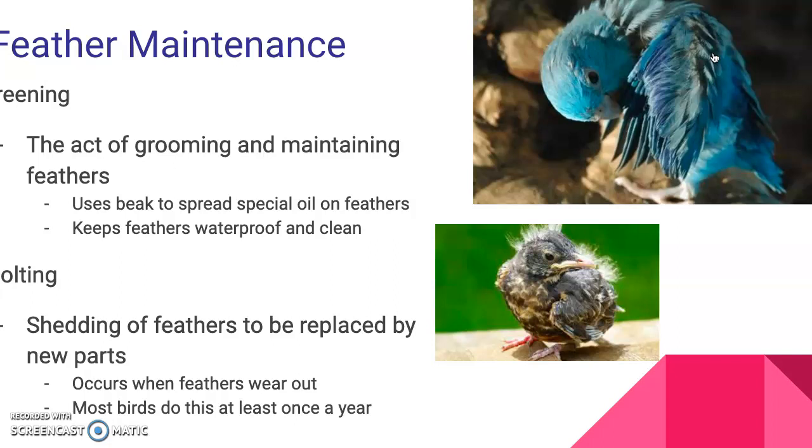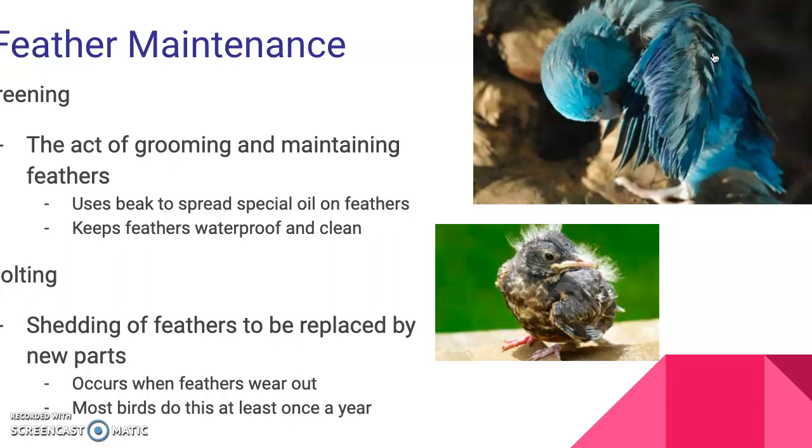There are two general things with feather maintenance. So obviously your bird needs to keep their feathers in good shape so that it can fly well and so that its body can control its temperature. So it does two processes to help with feather maintenance. The first, which is exhibited by the blue bird at the top right, is called preening. There's a special gland in the bird that produces an oil that the bird then uses its beak to spread around the wings. And that oil will keep the feathers waterproof and clean.